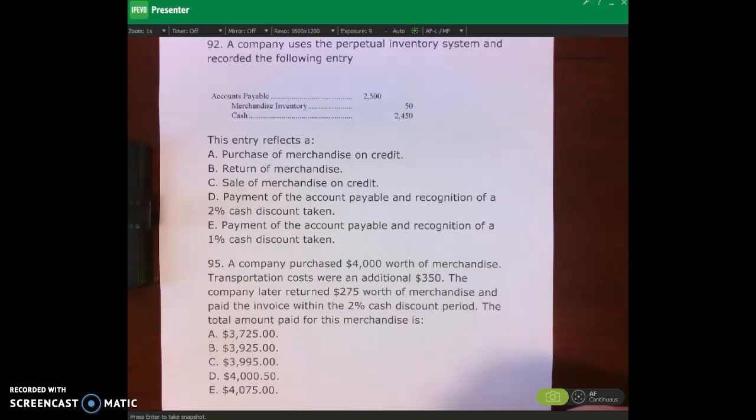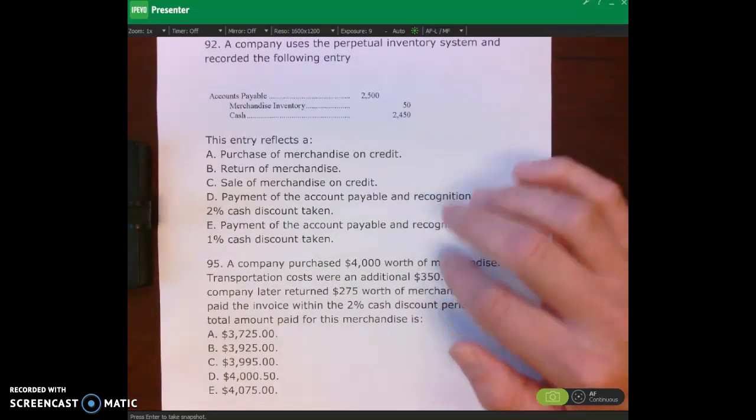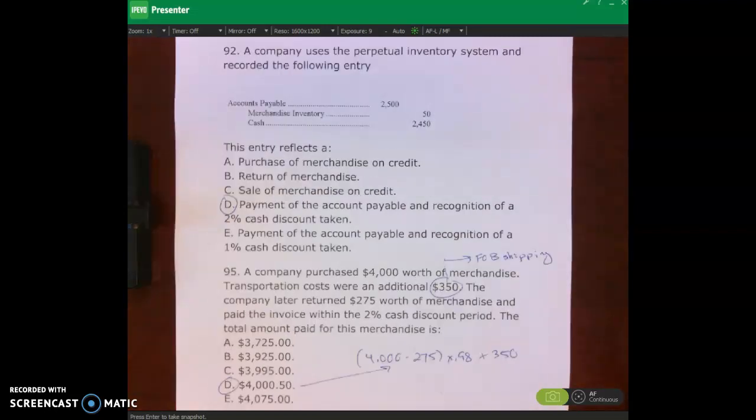Okay? So with that, why don't you pause the lecture video and do numbers 92 and 95, then restart it and check your work. All right? All right, hello and welcome back. So let's look at number 92. The company uses a perpetual inventory system and records the following entry.